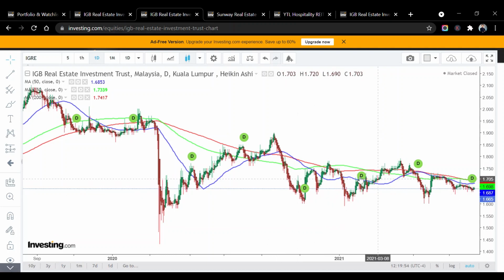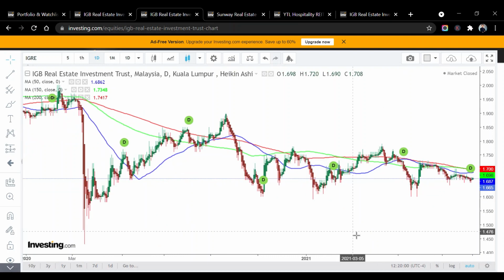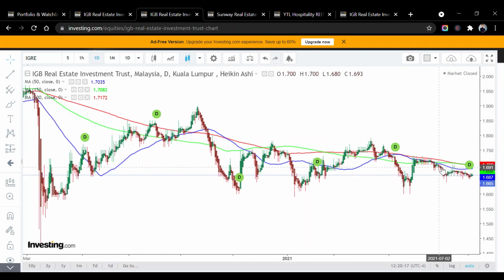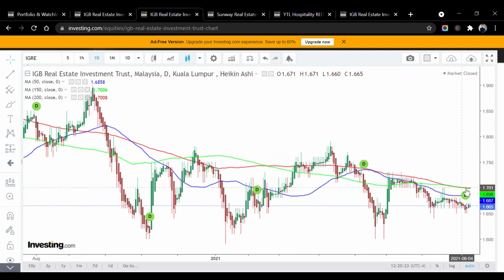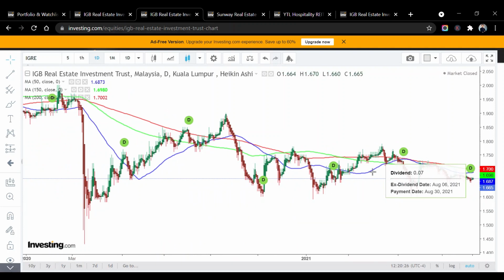Alright, then you can see it has been going quite sideways since September all the way until now, almost 11 months already. It's been trading in a range between 1 ringgit 60 cent and 1 ringgit 78 cent. Now you can see the 50 days is below the 150 days, and the 150 days is below the 200 days moving average, and definitely the share price is below the 50 days moving average. So you can see IGB REIT is still on the downtrend. We don't see an uptrend right now.